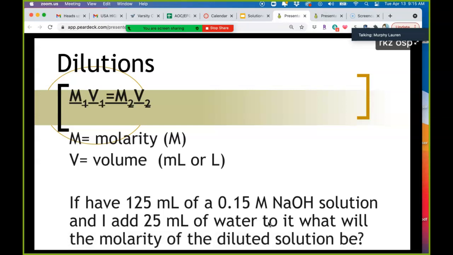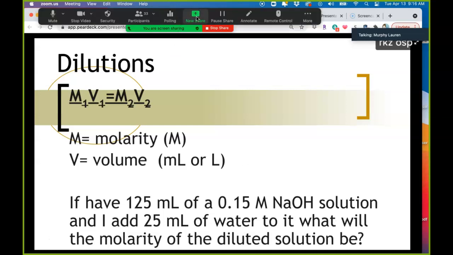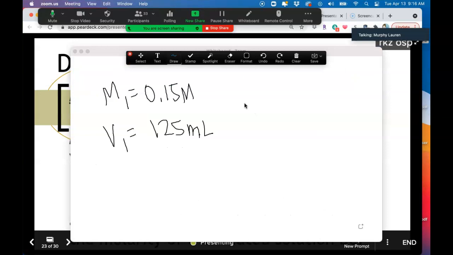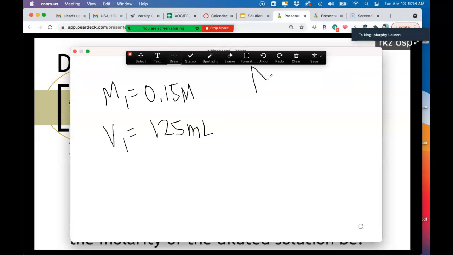If you add water to something, it dilutes it, right? We were talking about this before. If you're making Kool-Aid and it's too sweet, what do you do to lower its sweetness, aka concentration? You add water to it. It's a dilution. That's what makes it taste less sweet. By less sweet, it means less concentrated, okay? So what will the molarity of the diluted solution be? So what are you solving for? You are solving for M2, the new molarity. That's what it's asking.